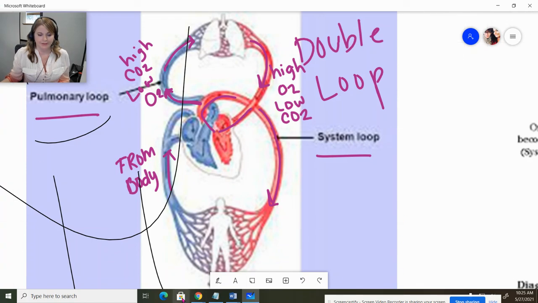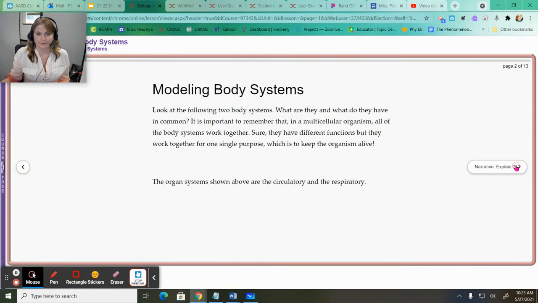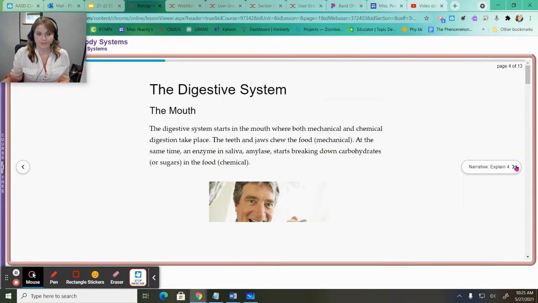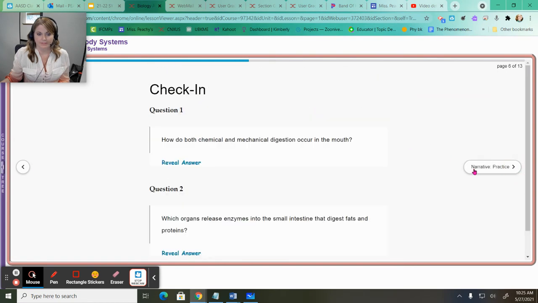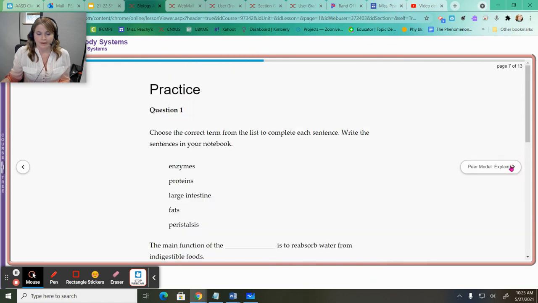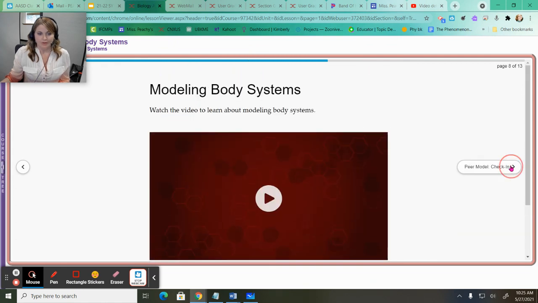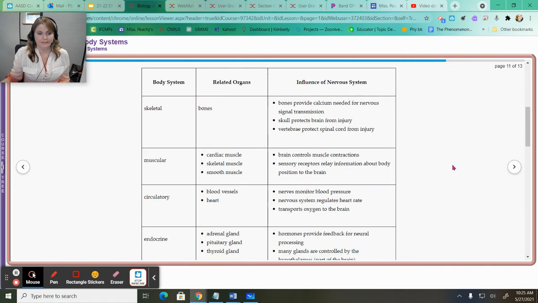All right, so then going back to your lesson here, that gets us through the first couple of pages on the different parts of the body systems. As you move all the way through here, you're going to see this chart. And this chart basically tells you how the nervous system is influencing the multiple body systems of your body.